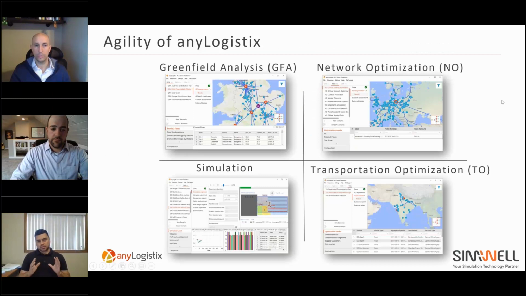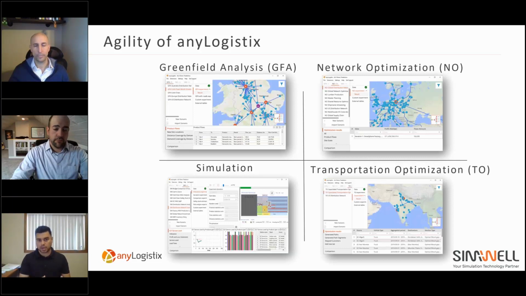So what makes anyLogistix great? I hear this day in and day out when I talk to people, and it's the ability to be agile. When it comes to decision making, being effective and efficient is very important. Today we're definitely going to be working with demos. I'm going to be working with Cedru, and we're going to be passing models and information around, and we're going to be solving problems.